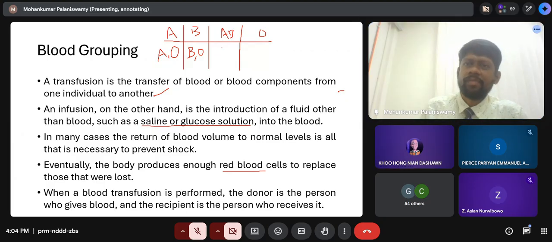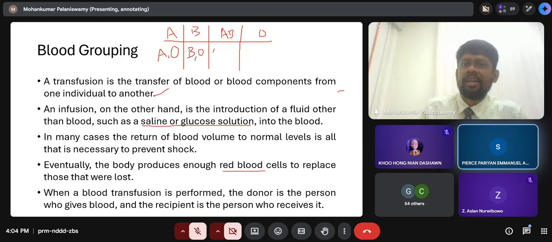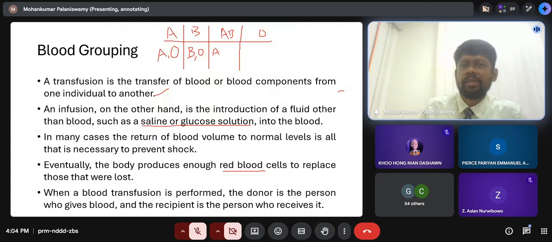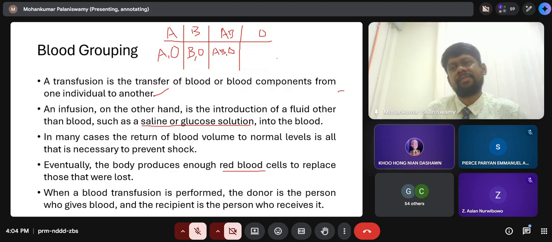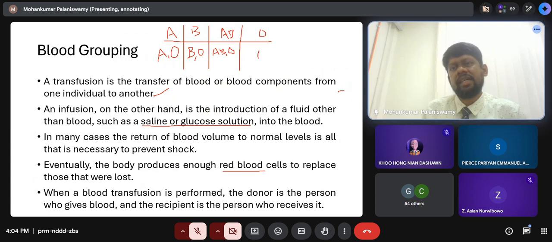Only AB. What about O? Oh, I mean AB and O. Universal. A, B, and O. So that is why generally we call the O blood group the universal donor, because they can donate their blood to any people. What about O receiving? Only itself. O. Yes.